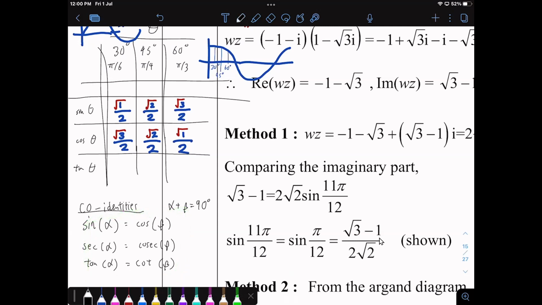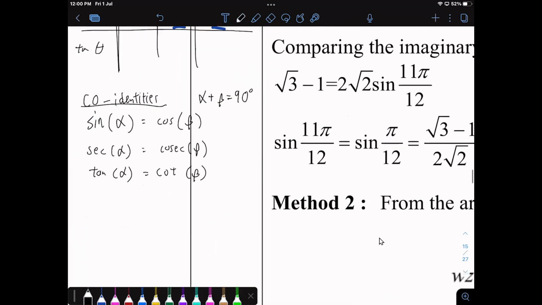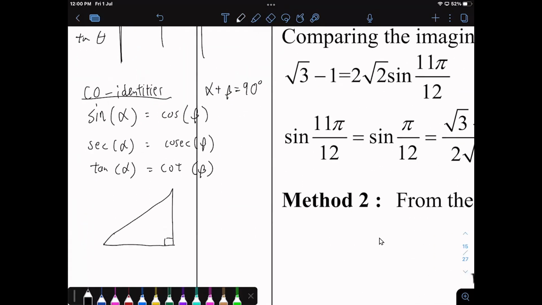Have I shown you this? No? Okay, let's say this is alpha. You've got a right angle triangle. So what's the angle at the top? 90 degrees minus alpha. If you follow this formula, what's 90 minus alpha? It's just beta. Okay, very good.